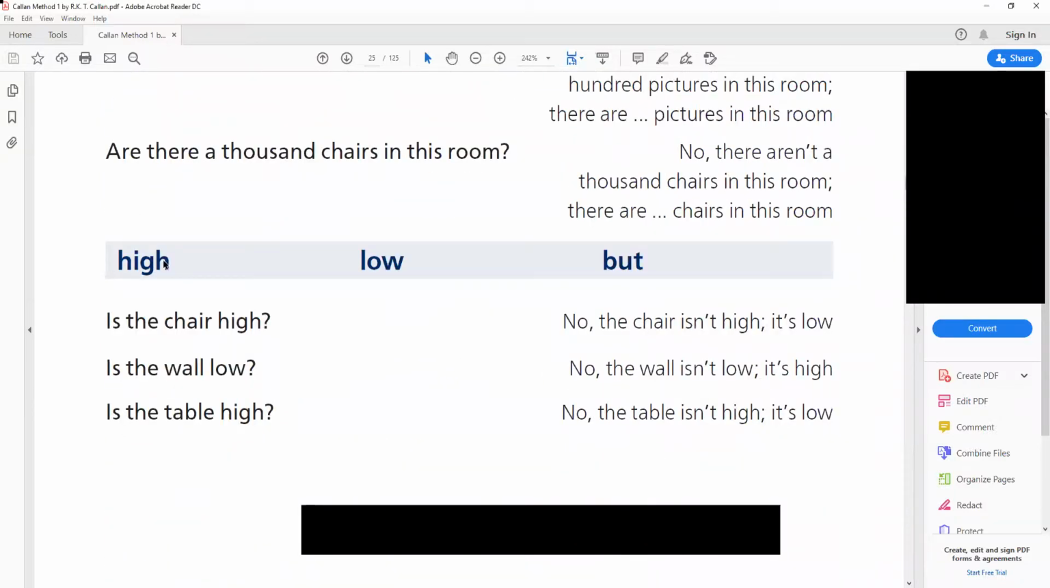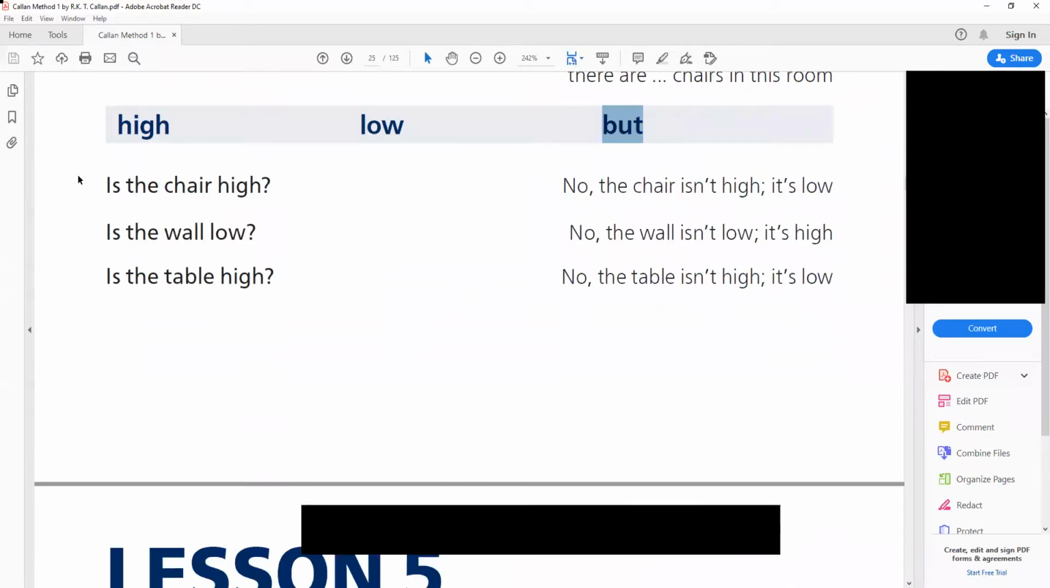High. Low. Is the chair high? Jose Manuel, is the chair high? No, the chair isn't high. It's low.